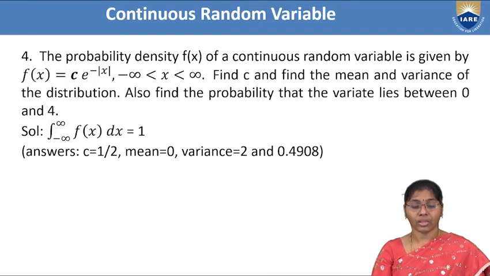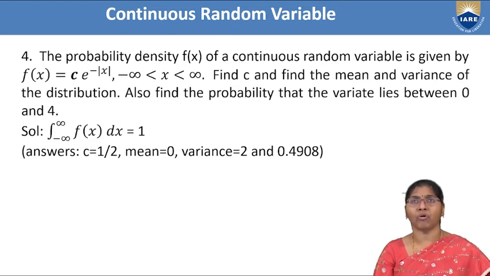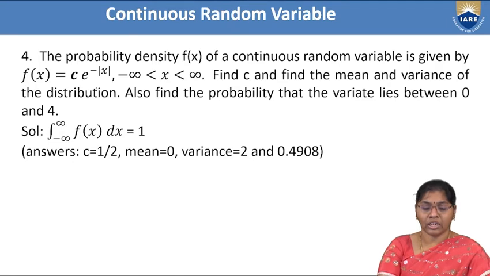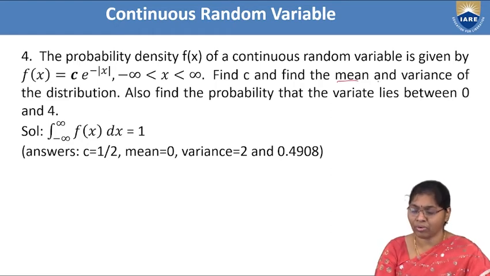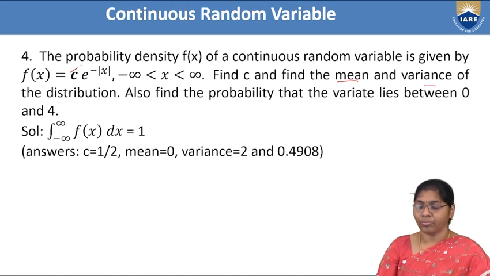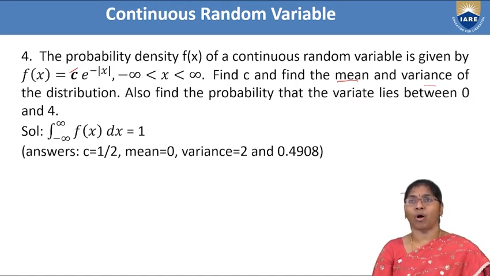Next, the probability density f of x of a continuous random variable is given by f of x equal to c into e power minus mod x. Here e power minus mod x is an even function. The limits are minus infinity less than x less than infinity. Here find c and find the mean and variance of the distribution. Also find the probability that the variate lies between 0 and 4.